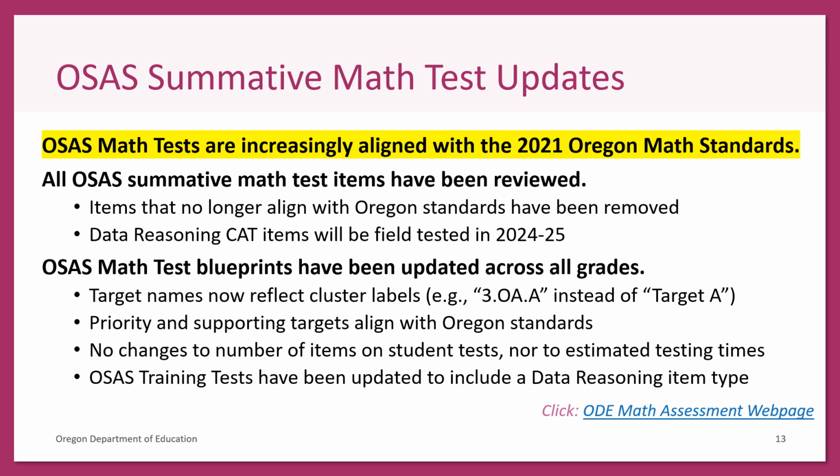On OSAS math test blueprints, target names are now consistent with the cluster labels in Oregon's math standards, and priority and supporting targets align with the focus areas. No changes have been made to the total number of items on a student's test, nor is there any expected change to estimated testing times.